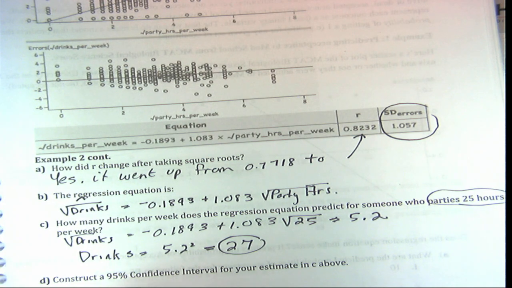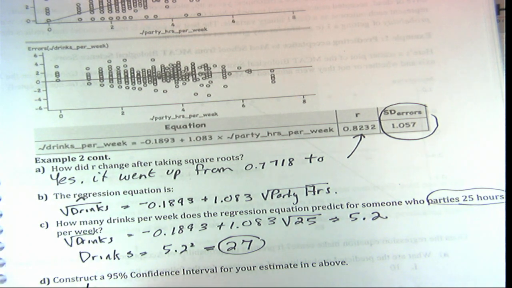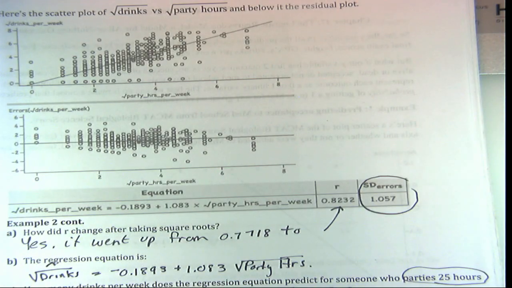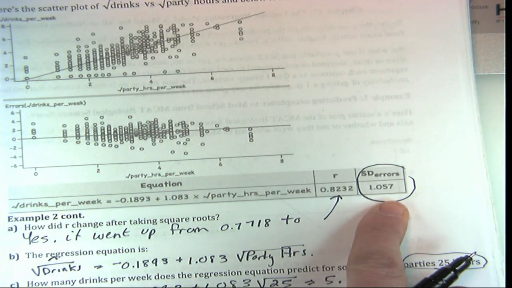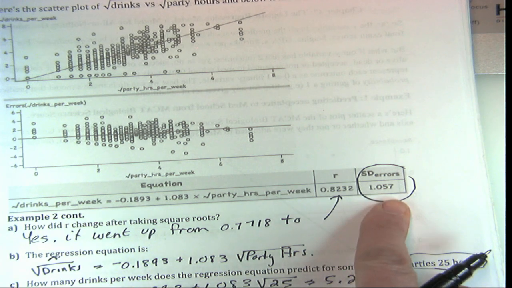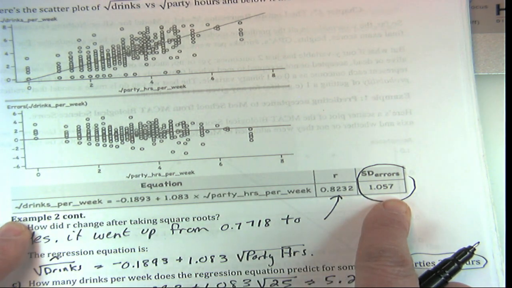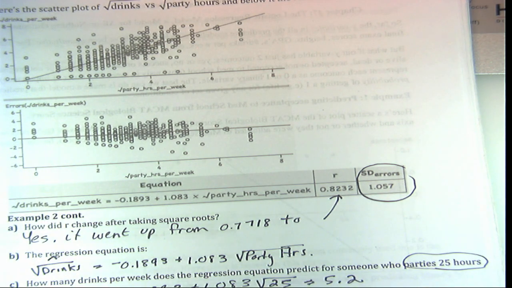So step one, to apply it to this, we can't just say 27 plus or minus that. Okay? We can't, because this standard deviation of the errors is in square roots. It applies to the square root of the drink. So we have to do it in two steps.